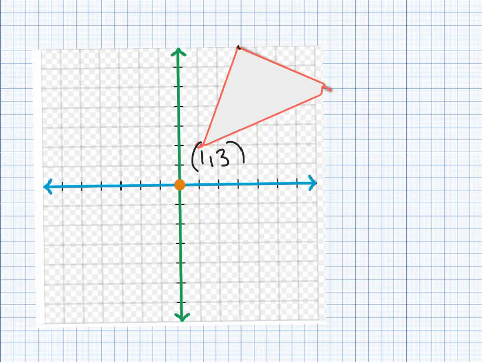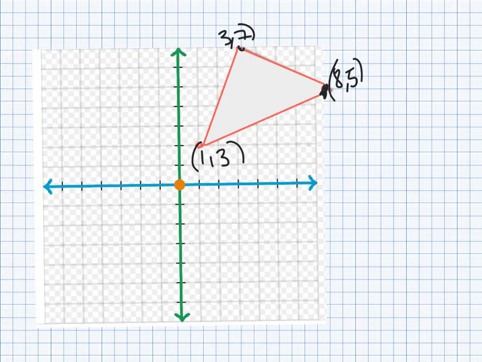The next point up here would be 3 and 1, 2, 3, 4, 5, 6, 7, so 3 and 7. And let's say the last part is just here. So we've got 8 and 5. Okay, and we're again asked to find the area of the triangle.